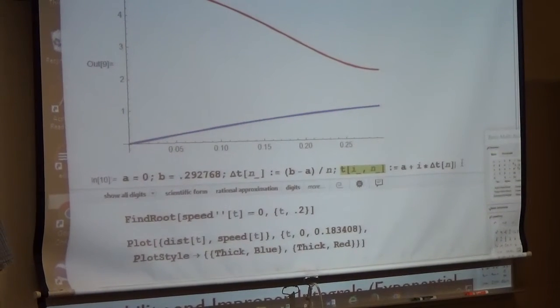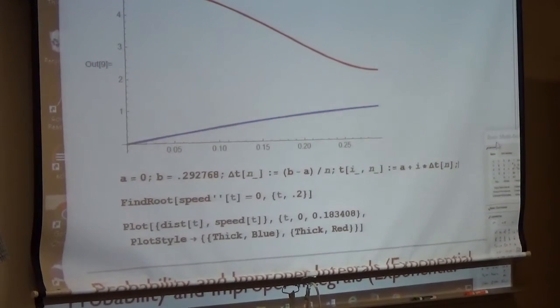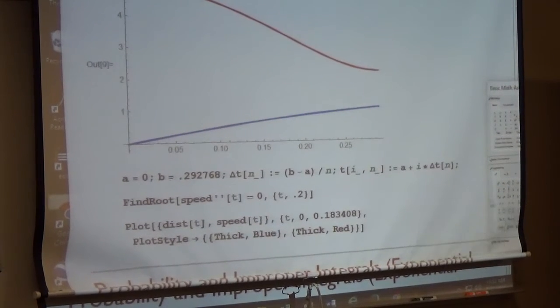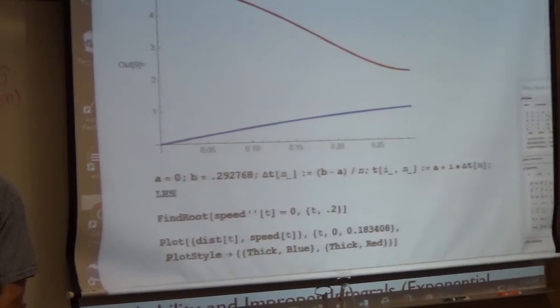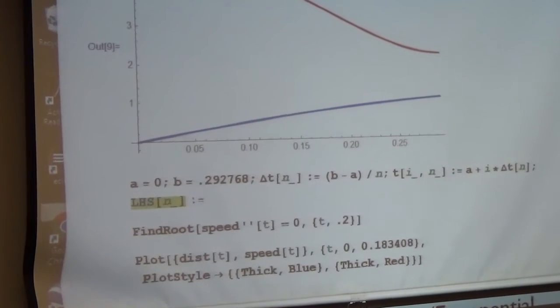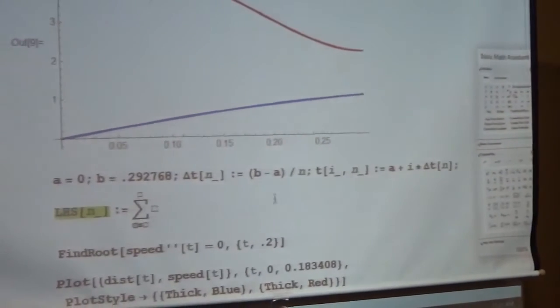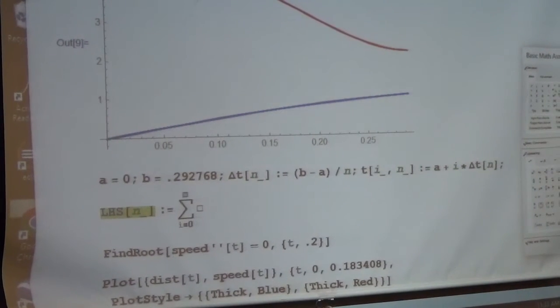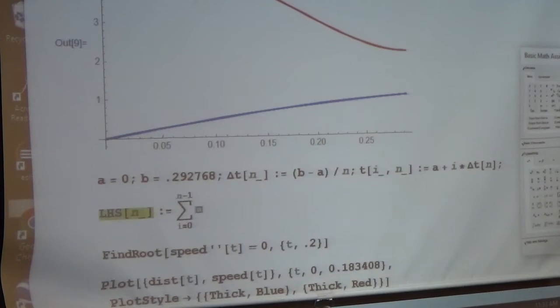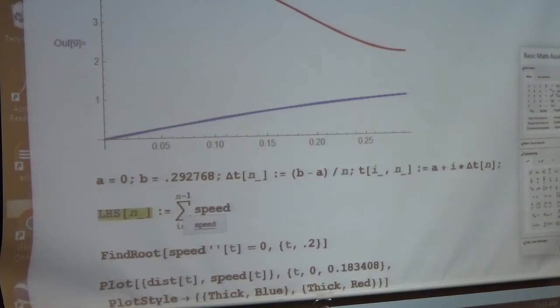Let me just continue in the same cell. I'll separate my code by semicolons. Like last time, I'll call it LHS of n. That'll be a left-hand sum. Click on the basic math assistant over here where the summation is, right down there. I goes from 0 to n minus 1. I'm plugging these things into the speed function, so I need the speed function here. T sub I is t of I comma n. Delta t is delta t of n.